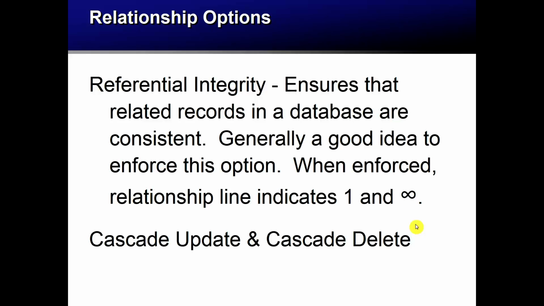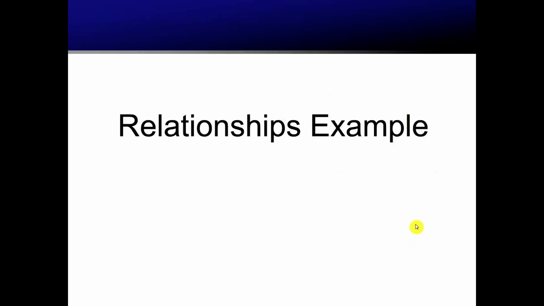But it is, again, a requirement for your project. We want you to enforce referential integrity. In other words, the checkbox for this should be checked. And it helps ensure the integrity of the records in the database. When you enforce this option, you will see the one and infinity sign, the one-to-many sign. And when you have that enforced, there are options of what are called cascade update and cascade delete. Again, those three things are much better explained with an example. So let me do that.